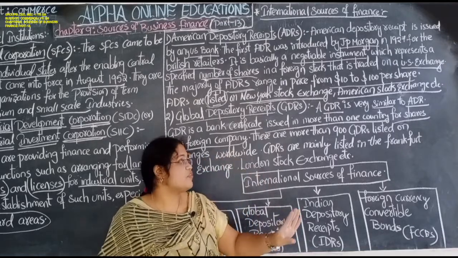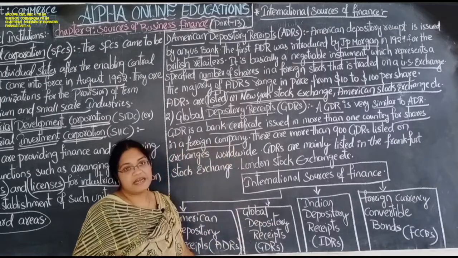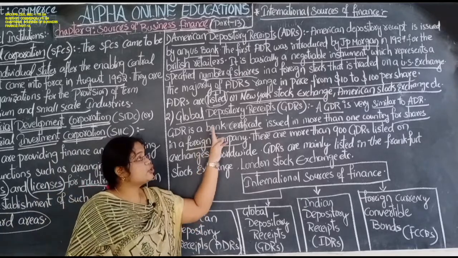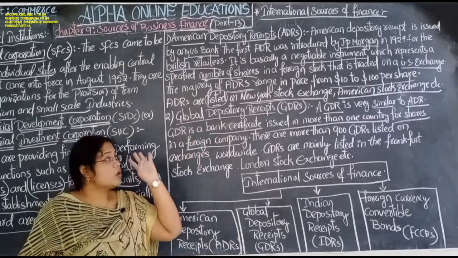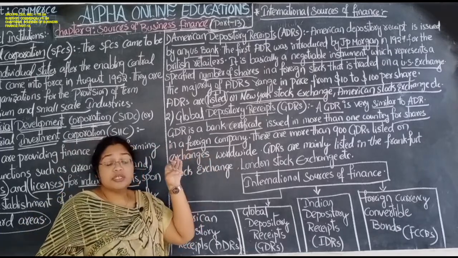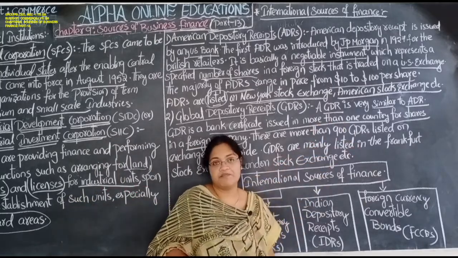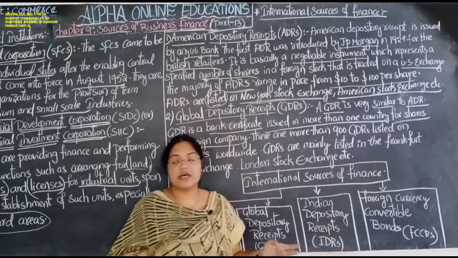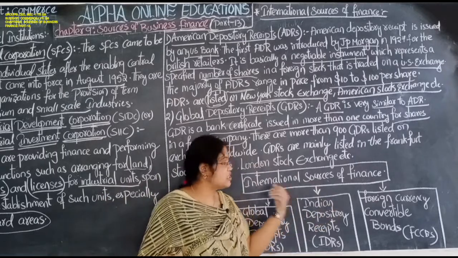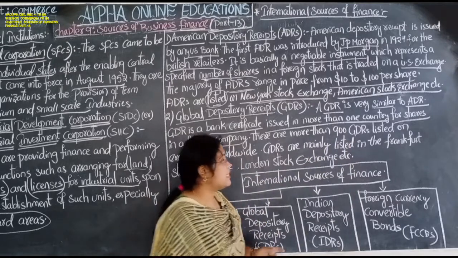That is a bank certificate that is issued in more than one country for shares in the foreign company. Okay, in order to get the shares of the foreign company, the bank has to give one certificate. The investor has to receive that certificate from more than one country, meaning India, America, Britain, France, Italy, like that, from a number of countries. There are more than 900 global depository receipts.